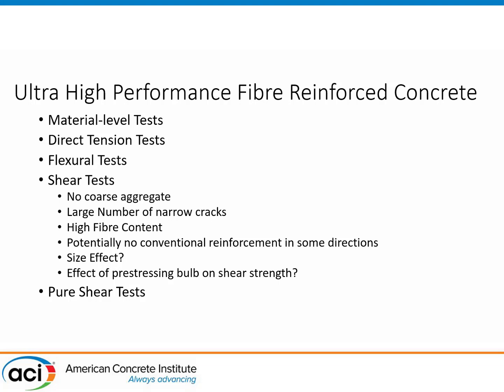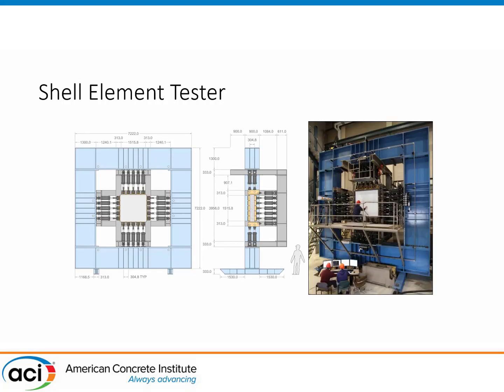If we're dealing with experiments that are pre-stressed concrete that have a large pre-stressing bulb, we might have a large amount of shear carried in the bulb, and identifying how much shear is carried in the web versus the bulb can be challenging. So the way to solve that problem, in my opinion, is to do a pure shear test. A pure shear test is an experiment where you have no moments applied, only shear applied to the specimen that you're looking at. To do that, you need a special machine.